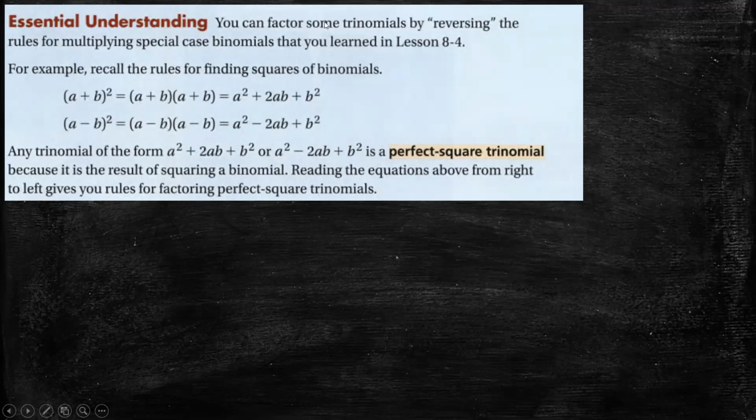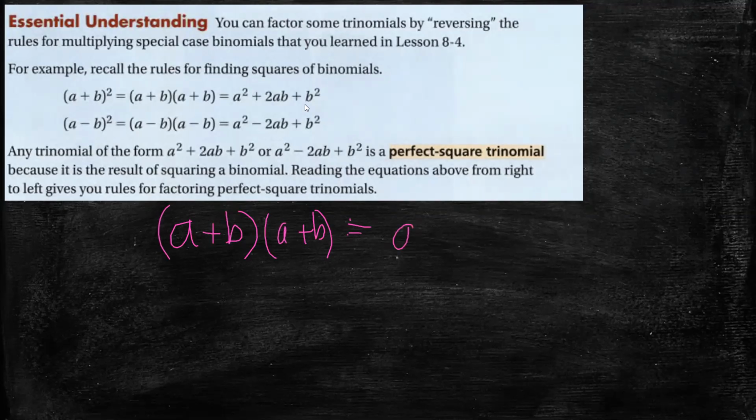Now, in lesson 8.4, do you remember when we said if you have (A plus B) times (A plus B), to multiply two binomials that have the same variables, A and B, and the same sign? What did we say? If you multiply them, you get A squared plus, since we have a plus sign here, 2 times A times B, plus B squared.